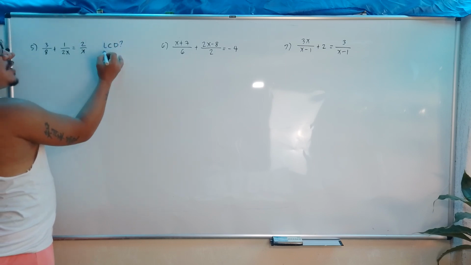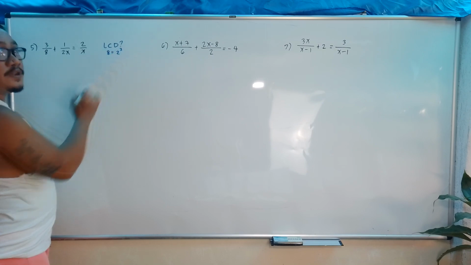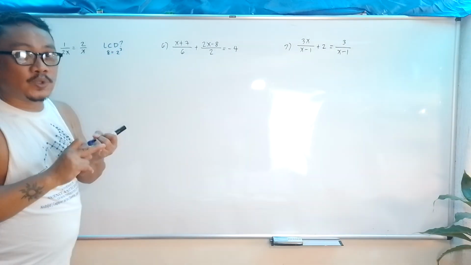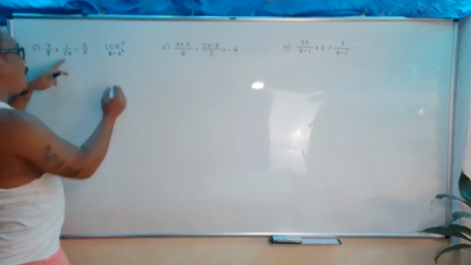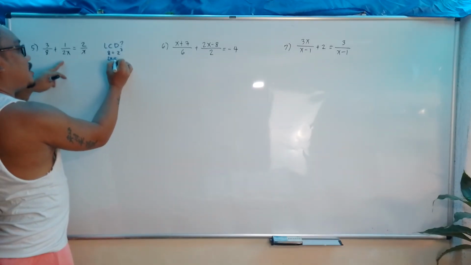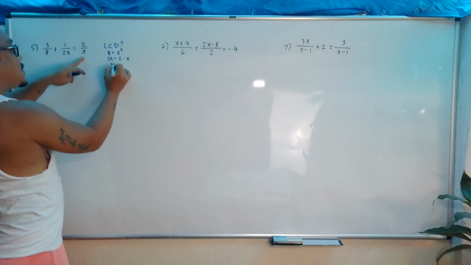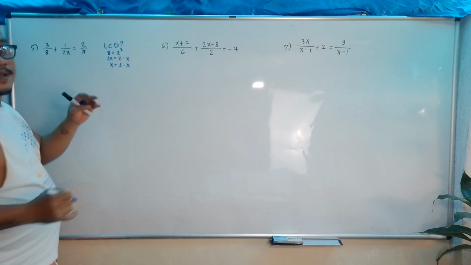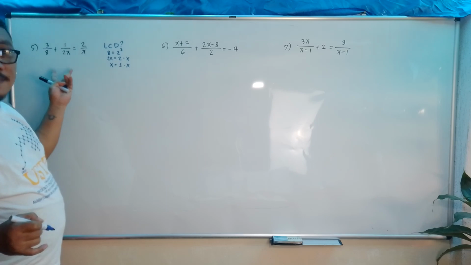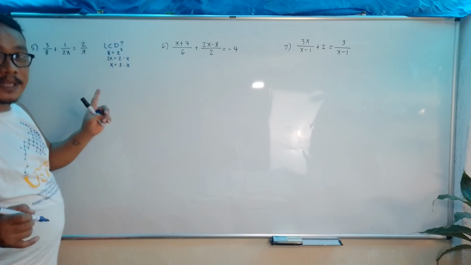Okay. Since we knew that 8 can be written as 2 to the power of 3, correct? Because 2 times 2 is 4, times 2 you have 8. While you have 2x here, can be written as 2 times x, right? These are the factors of 2x. While x is equal to 1 times x. Okay. Nagtanaw lang ta sa mga denominator because we are looking for the least common denominator.